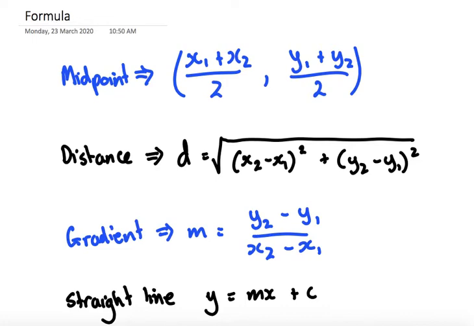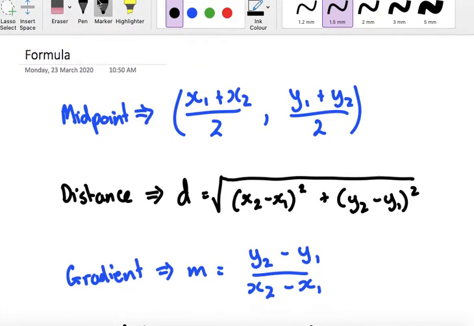Hi guys, I'm going to go over the basic formulas for midpoint, distance, gradient and straight line. So we're looking at the formulas and seeing what we can do with these. The midpoint you always add. It's the only one where you add your x's and your y's and you get a coordinate.